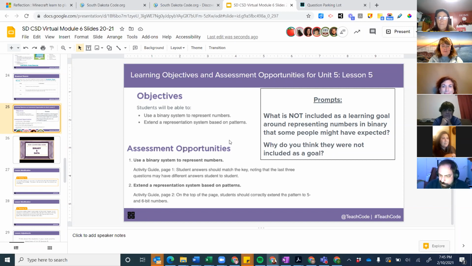But anyway, if you want to just open up the lesson plan so that you can see the teacher side of things, basically we're taking the objectives and we're going over them. What are you surprised by? What is not included as a learning goal around representing numbers in binary that some people might have expected? And then why do you think they weren't included as a goal? So again, you're backtracking your memory to being a student when Risa was the teacher, and now you're looking at it through a teacher's lens, looking at the lesson plan in front of you.